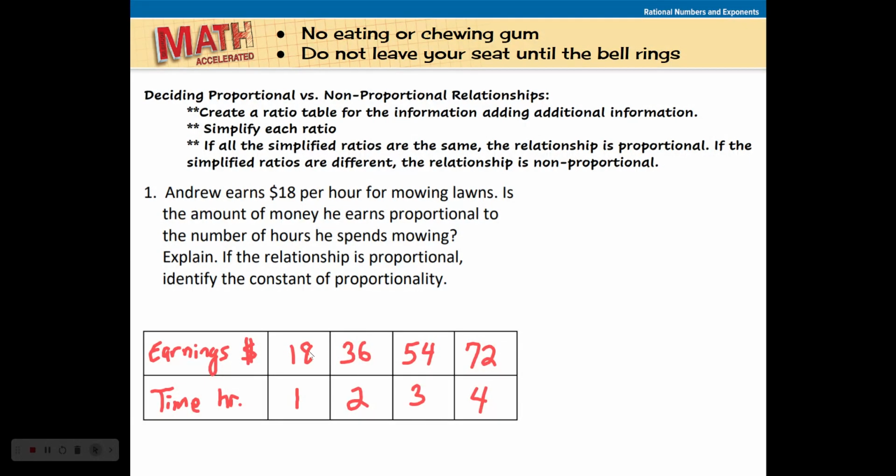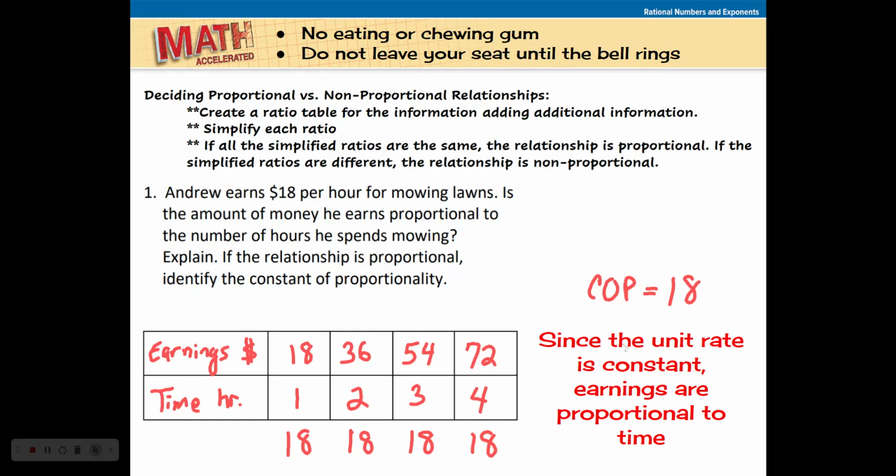Simplify those ratios. 18 divided by 1 is 18. 36 divided by 2 is 18. 54 divided by 3 is 18. And 72 divided by 4 is 18. Those ratios are all the same. And that 18 is the constant of proportionality. So to completely answer the question, explaining why it's proportional, since that unit rate, or since that ratio is constant, earnings are proportional to time.